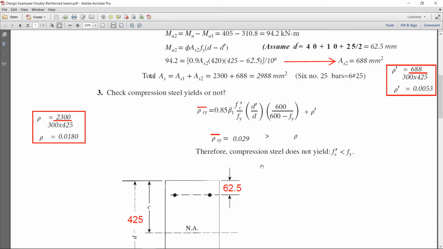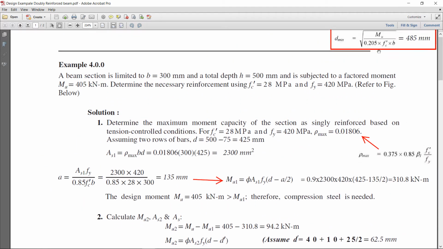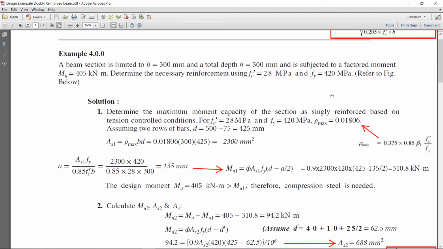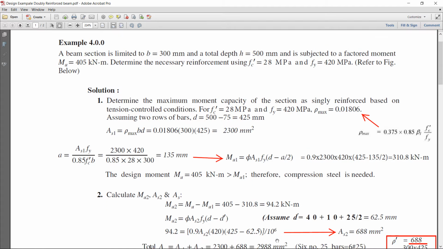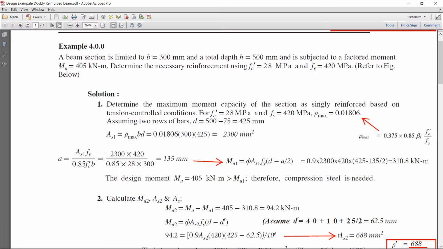So the effective depth for the compression steel, from the center of steel to the top of the concrete, is 40 plus 10 plus 25 by 2, which equals 62.5 millimeter. So here I have put in the values: 94.2, 0.9, area of steel 2, 420, 425 minus 62.5, divided by 10 power 6 to convert into Newton millimeter. So I got the answer for area of steel 2, 688 millimeter square.